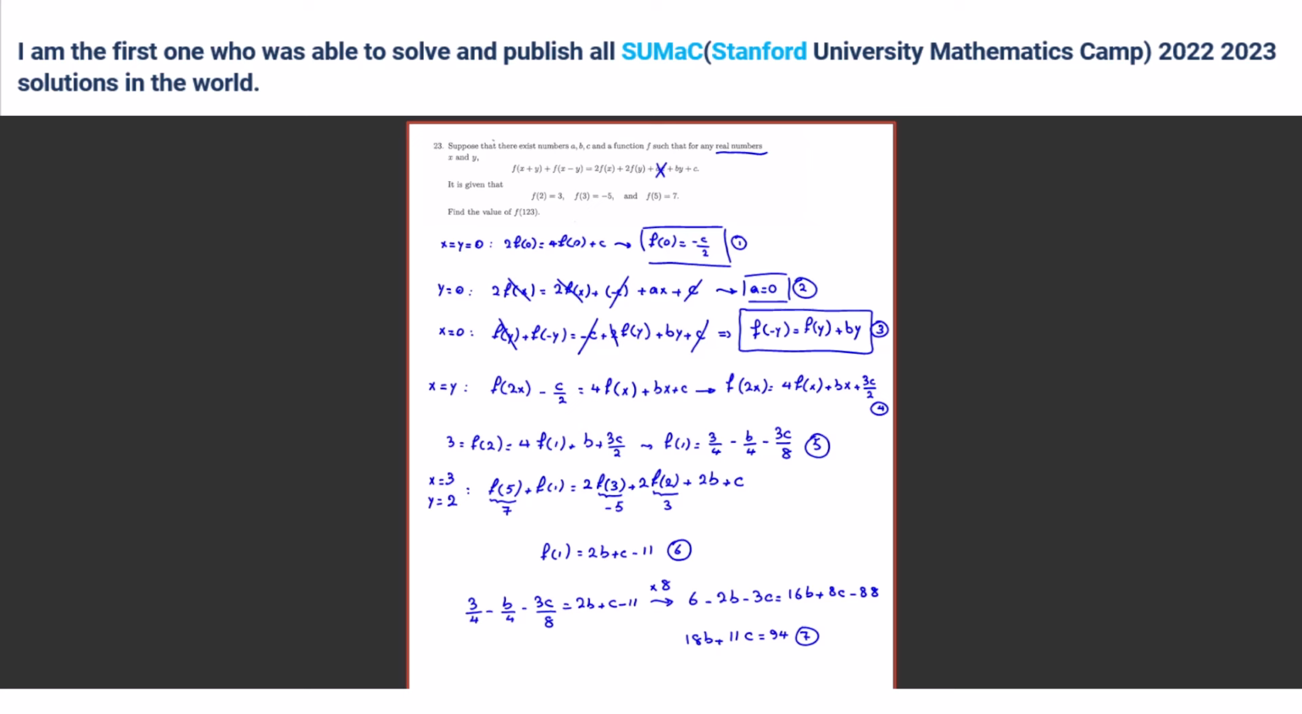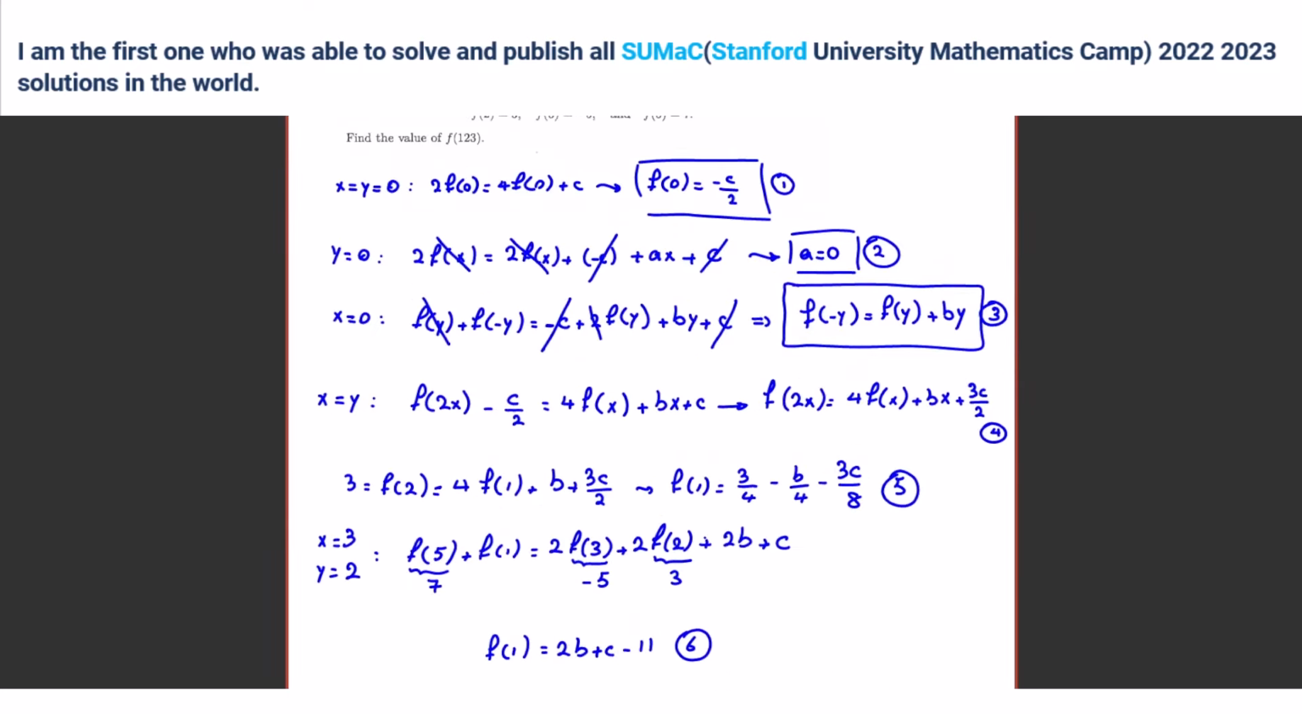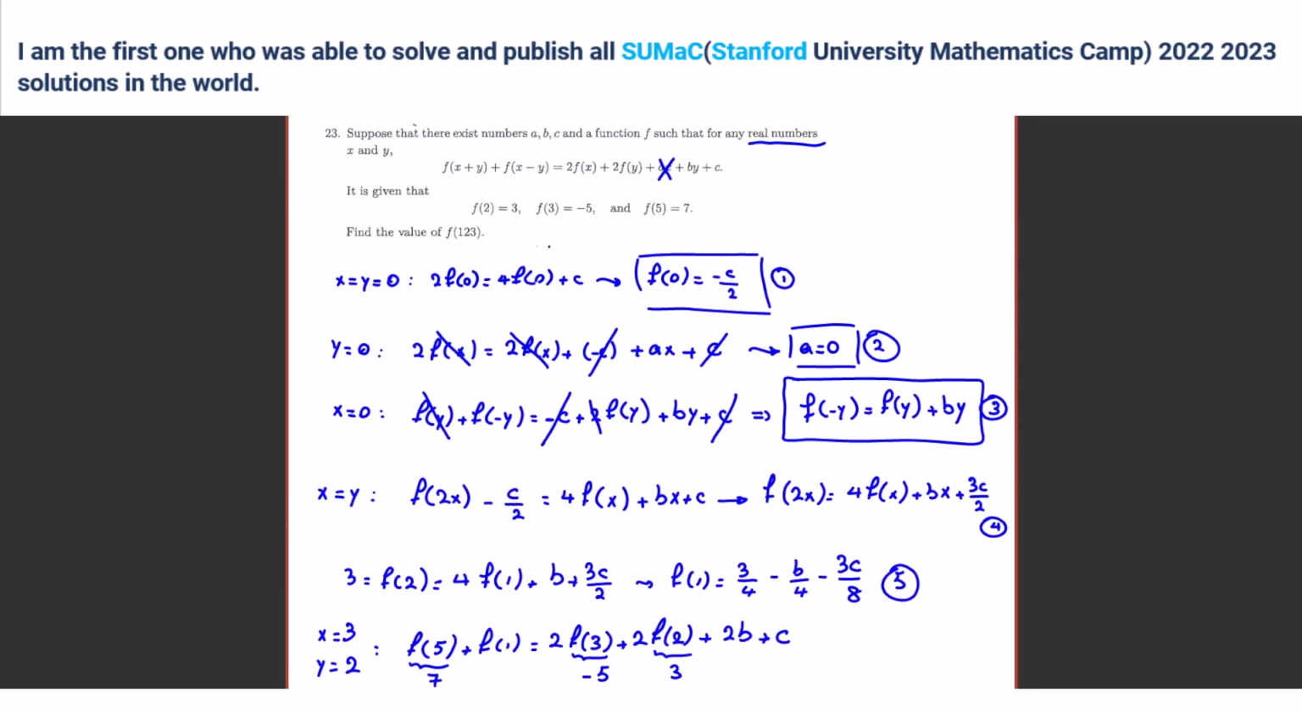Teacher, I tried f of negative 1, but... You couldn't find it? Yeah, so let's take x equal to 2, y equal to 3. If we say 3 and 5, we know 5 minus 2, 5 plus 3, 8. We know 3 and 5, so we can find f of 8 in terms of b and c, right? If it's replaced with 5 and 3, do you agree we can also find f of 8 by this relationship in terms of b and c?